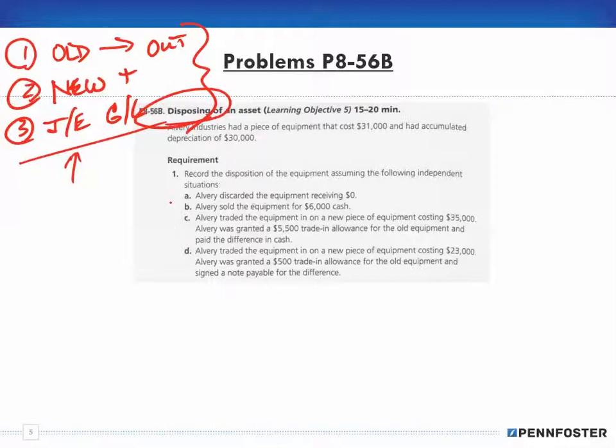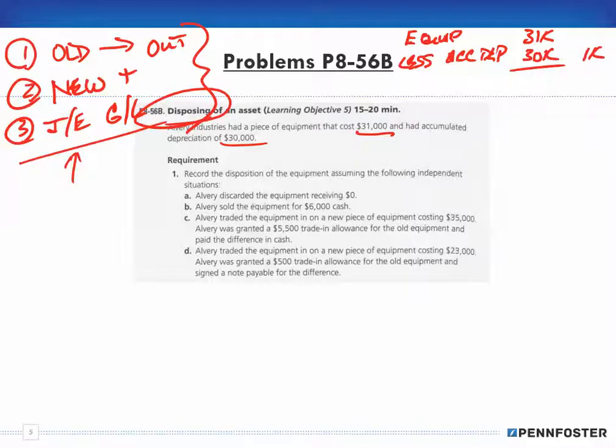Let's just do A here. You have this equipment where the cost was $31,000 and the accumulated depreciation is $30,000. On your books, you're going to see equipment for $31,000 less the accumulated depreciation for $30,000. And so your book value here is going to be $1,000. That's what it's going to look like on your trial balance or on your balance sheet.